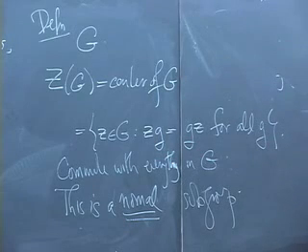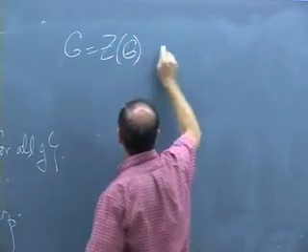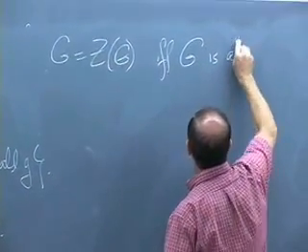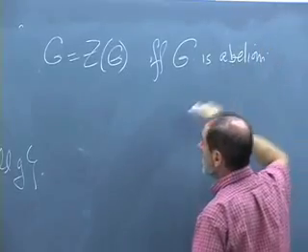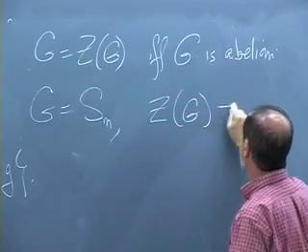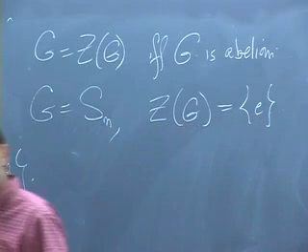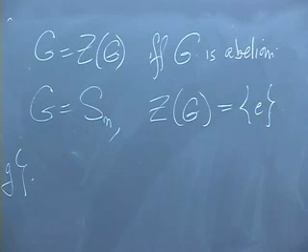For example, if G is abelian, what's the center? If G is abelian, the center is everything. The abelian means the group elements always commute. So G is equal to Z of G if and only if G is abelian. If G is equal to the symmetric group on n letters, we're going to see that Z of G is the identity element. There is no element that commutes with all permutations except for the identity. That's not obvious. It's a good exercise to show that no matter what permutation you write down, you can find something that doesn't commute with it. We'll learn how to do that when we get into permutations, have a better notation, etc.